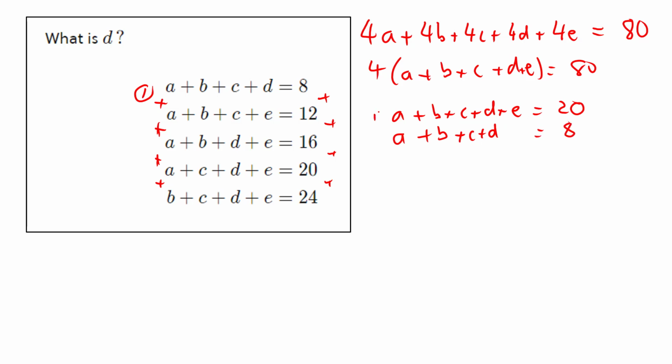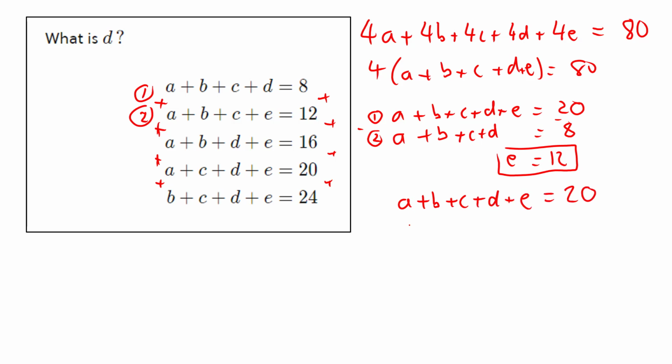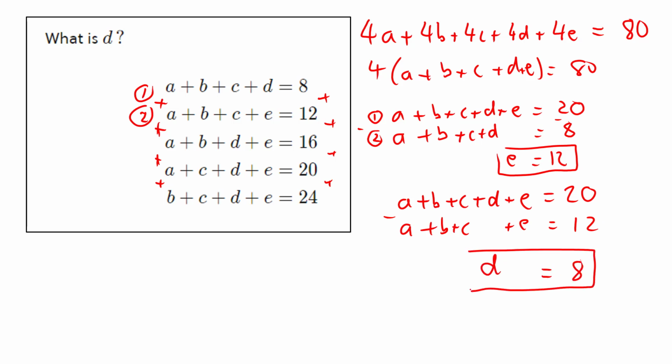What we can do is we can just take away the second one from the first one. The A's, B's, C's and D's cancel out, and we're left with E equals 20 minus 8, which is 12. Now what we're looking for is D, so all we need to do is find which equation doesn't have D in it, and that would be the second one. So we have our main equation that we found, A plus B plus C plus D plus E, which equals 20. And we also know that A plus B plus C plus E equals 12. So when I subtract these from each other, I'm left with just D equaling 8. And that's my answer, D equals 8.